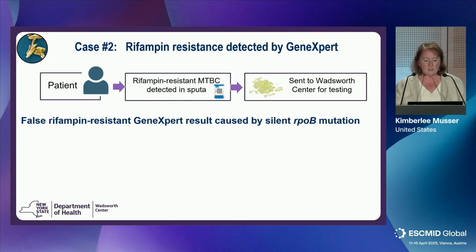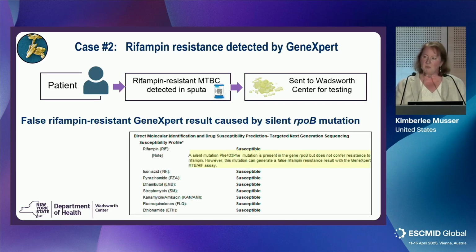We had another case of a patient where there was a rifampin-resistant MTBC detected in sputum again. It was sent to us for testing, and this was an example where we could very quickly determine it was a false rifampin-resistant GeneXpert result caused by a silent rpoB mutation. And so we're able to test that, report that out, and make sure the person was on the correct antimicrobial drug regimen.